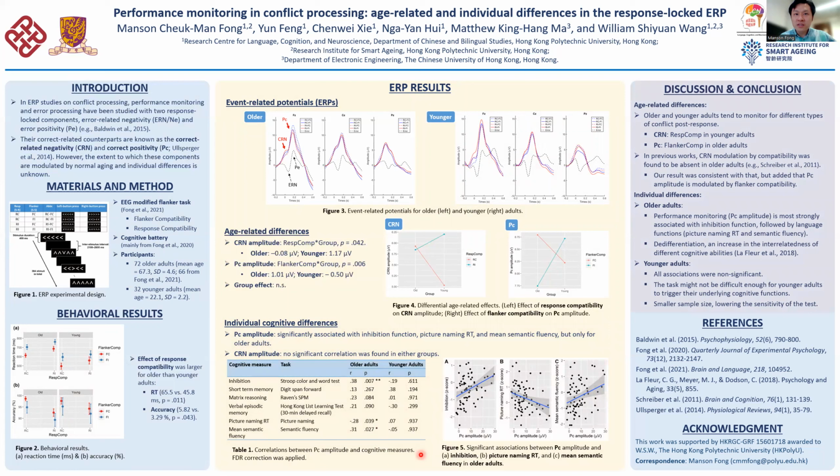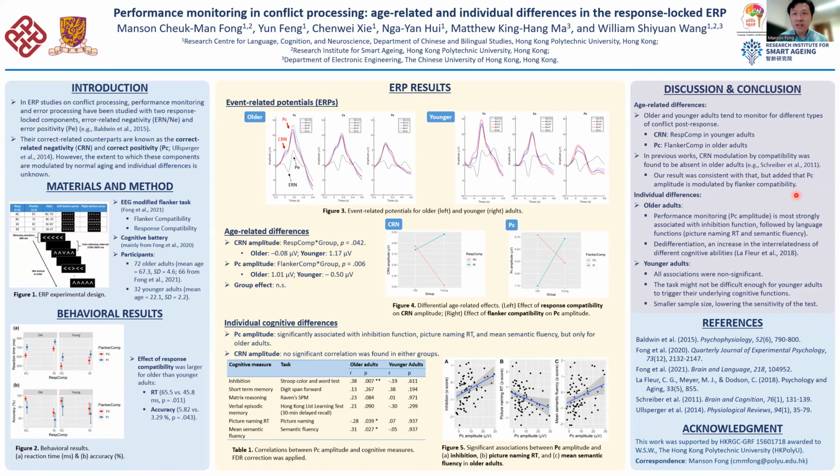So what our results suggest is that while the overall amplitude of CRN and Pc are similar across the two groups, they are differentially sensitive to different types of conflicts. Specifically, CRN amplitude was modulated by response compatibility in younger adults, but not in older adults. In contrast, Pc amplitude was modulated by flanker compatibility in older adults, but not in younger adults. In previous work, CRN modulation by compatibility was found to be absent in older adults. Our result was consistent with that, but added that Pc amplitude is modulated by flanker compatibility.